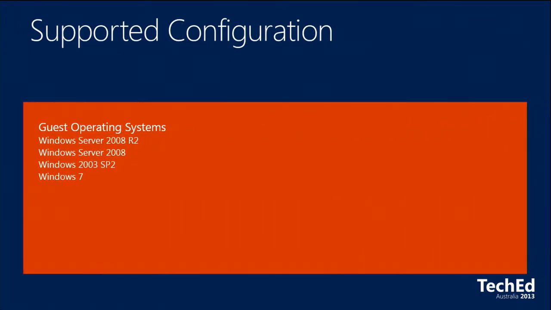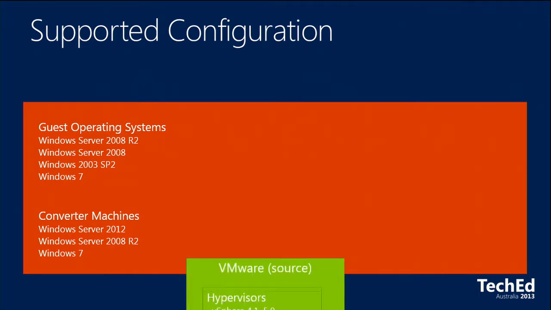The supported configurations of this tool are that it will convert and relocate guest OSs of Server 2003 SP2 and above, Server 2008, and Server 2008 R2. It doesn't yet support a guest OS of Server 2012. The actual tool that you download and install, you can install onto a Windows 7 machine, a Server 2008 R2 or Server 2012. So that's where you're running the actual migration tool from.